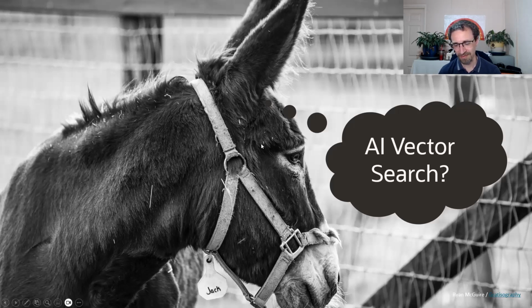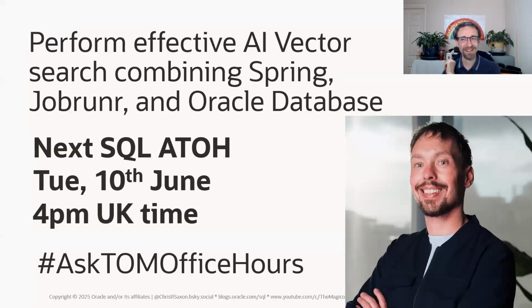But that's a nice lead into next month. We will actually be looking at AI vector search. We've got a special guest, Ronald from JobRunner. This is an open source system which is using AI vector search in Oracle database to optimize their processes. So next month they will be joining us to show how that works in practice, as a real-world case study.